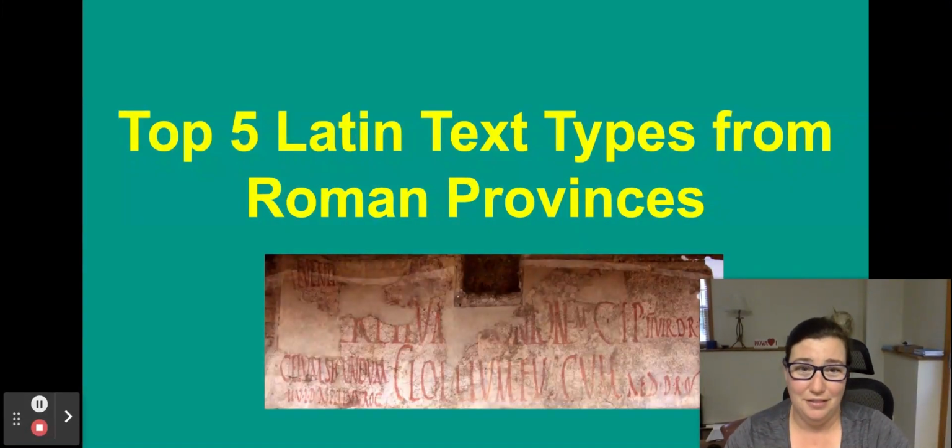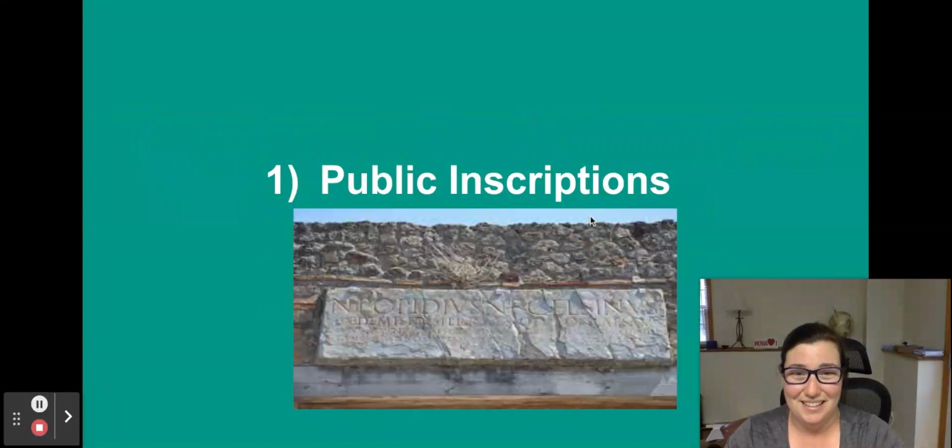So here are the top 5 Latin text types from the Roman provinces and the areas outside Rome. You may recognize this picture. This is a picture of election graffiti from Pompeii. This is something that I use all the time. I've talked about it a lot before. I'm sure a lot of you know this. And there are a lot of great free resources for this. So I'm going to pass over this one and go to the next one.